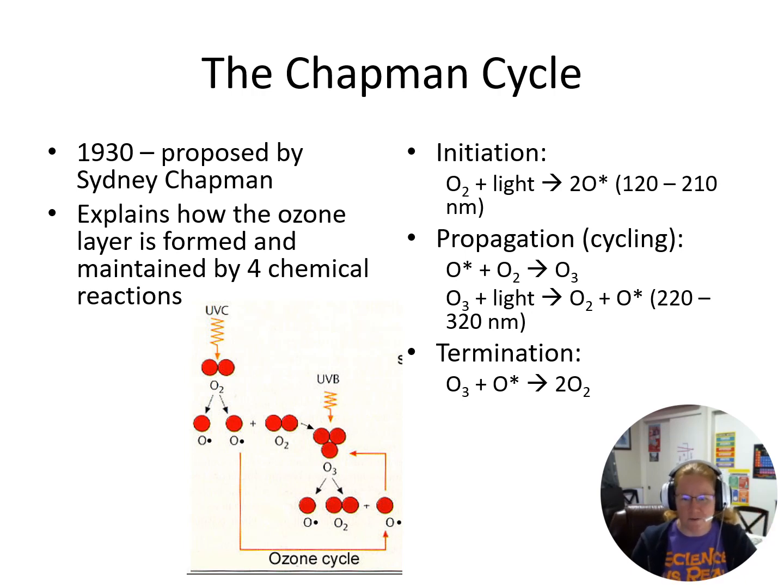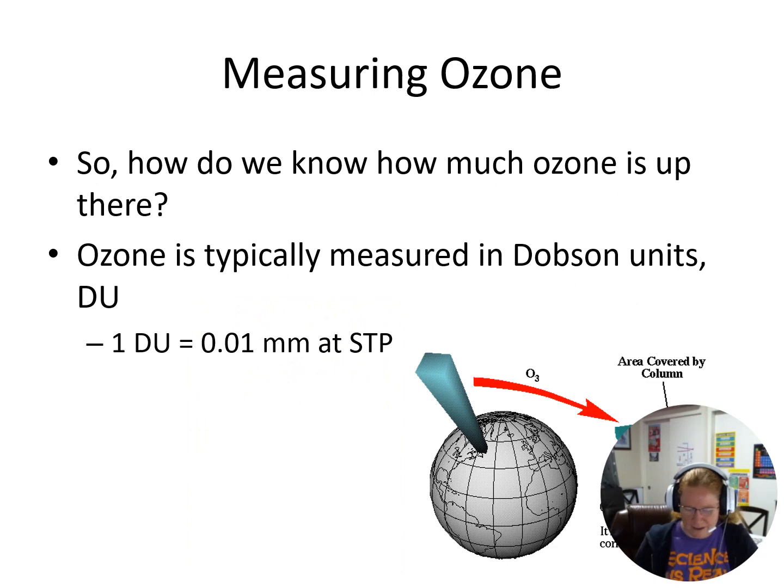And then those radicals, one of them bumps into an O2 molecule. An O2 molecule turns into ozone, and then UVB comes in, it disrupts the bonds in ozone, and then that breaks up into oxygen and an oxygen radical, and then the oxygen bumps into another oxygen radical, and so we get this whole cycle that continues. Okay. All right, now, how do we know how much we have up there?